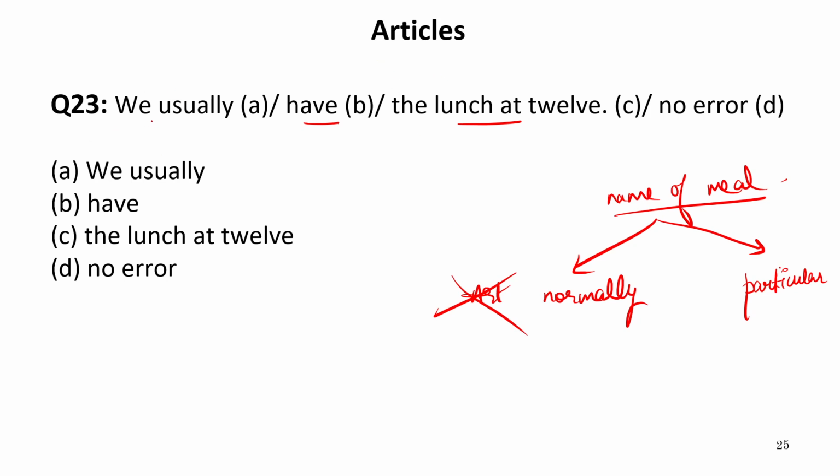Here I said we usually have lunch at 12. It means I'm talking about any lunch that we do. It is not a particular lunch. It is a regular basis. So this the is incorrect over here. If I had said the lunch that I had yesterday or the lunch that I had today was very delicious, it means I'm talking about a particular lunch. But here a usual lunch has been talked about. Therefore, the answer is C because the C part contains the error.